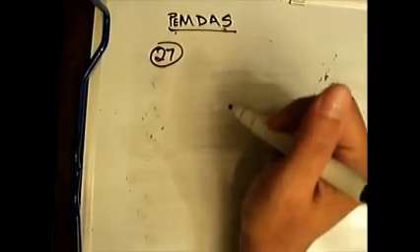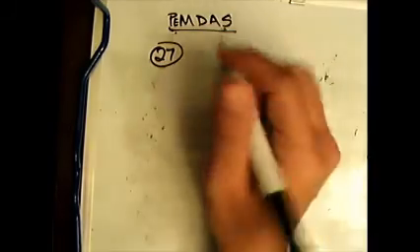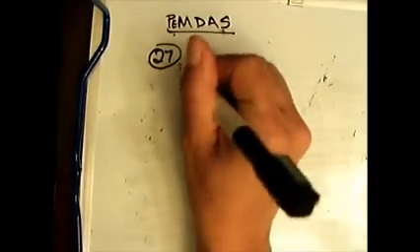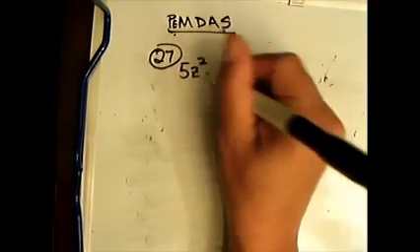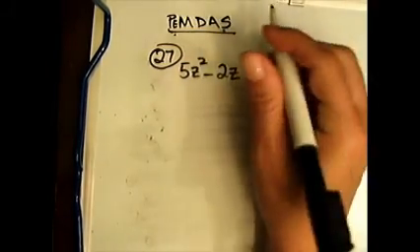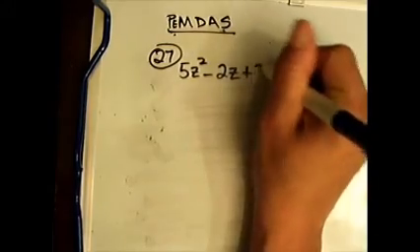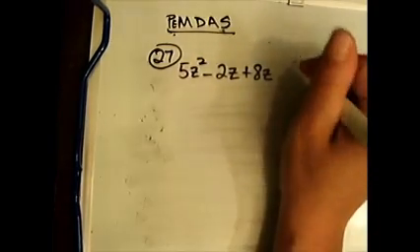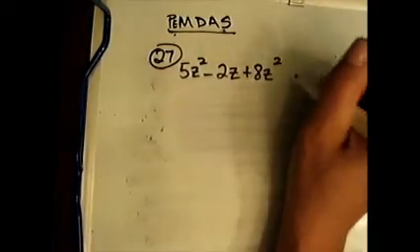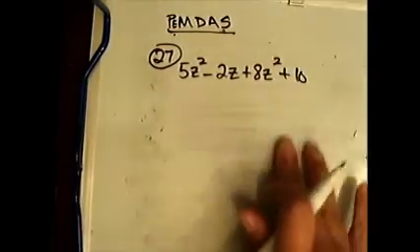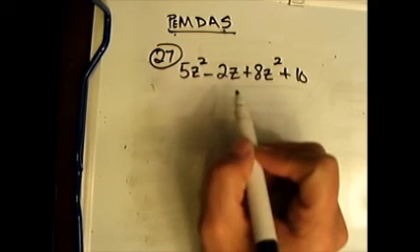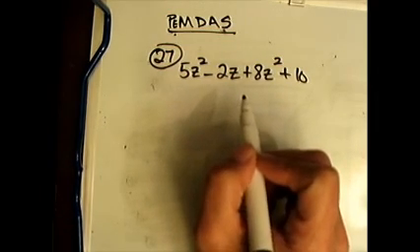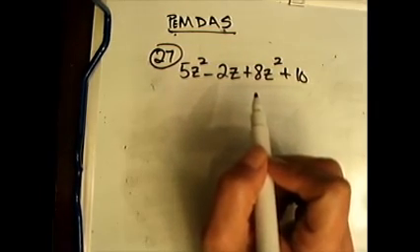Alright, number 27 says 5z squared minus 2z plus 8z squared plus 10. You should be writing these down as I do them, so that way you can turn it in with your work. Alright, so on these ones, you add like terms, okay? That's how you do these.